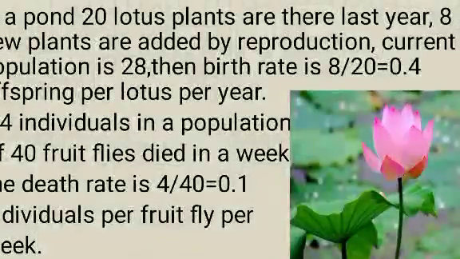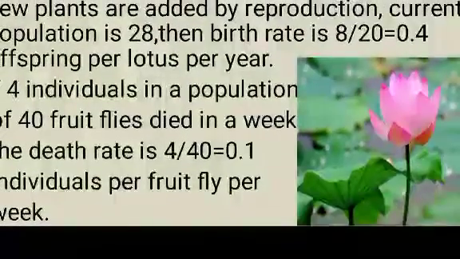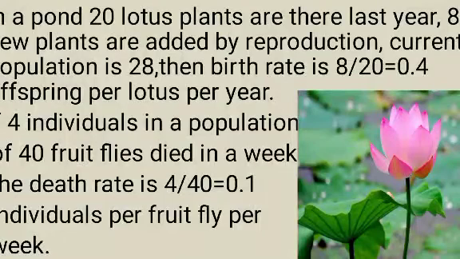How to calculate the death rate? In a similar manner. Suppose we assume that there are 40 fruit flies present in a population, and of those 40 fruit flies, 4 fruit flies died in a week. So in a week, four fruit flies died, and the total fruit flies present were 40 in a population, and four of them died in a week. Now how to calculate the death rate?